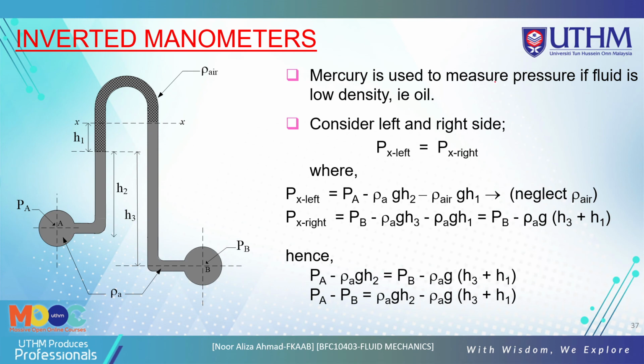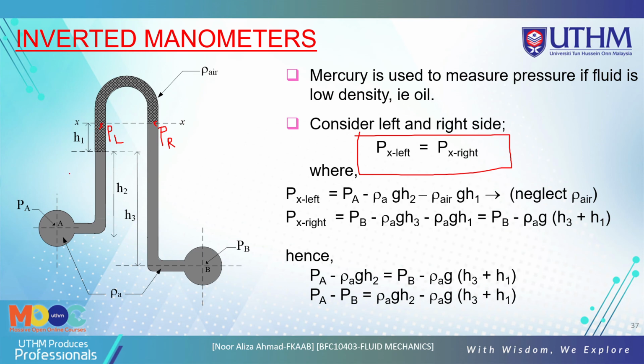So mercury is used to measure pressure if the fluid is low density, especially for oil. Consider left and right, so you must use the concept of Pascal's law, okay. P left is equal to P right, okay. So now you look at the P left here, so this is P left, this is P right, okay. Pressure at left, pressure at right here, okay.